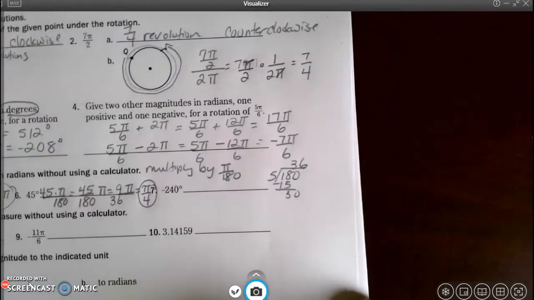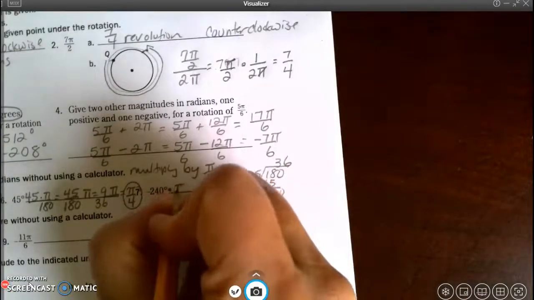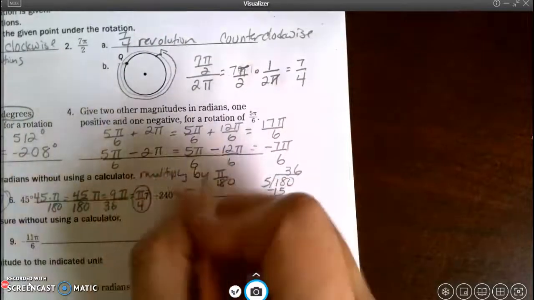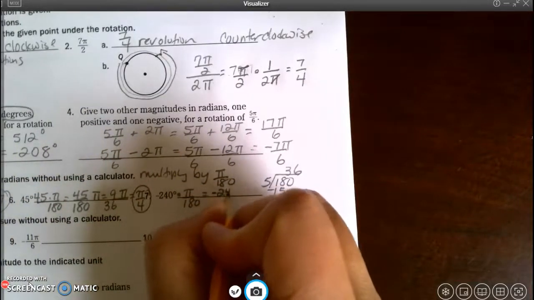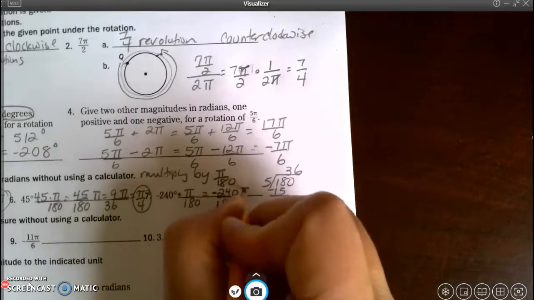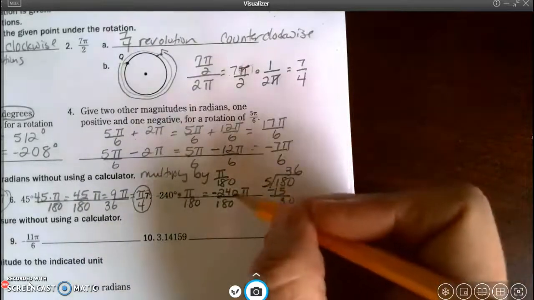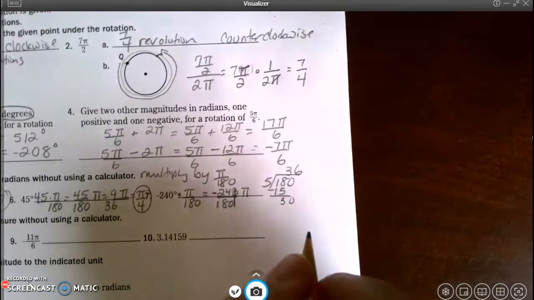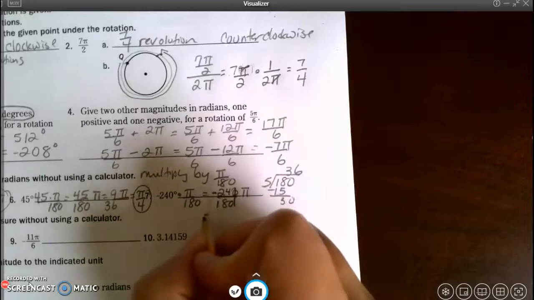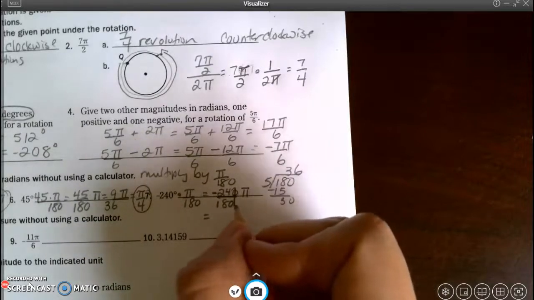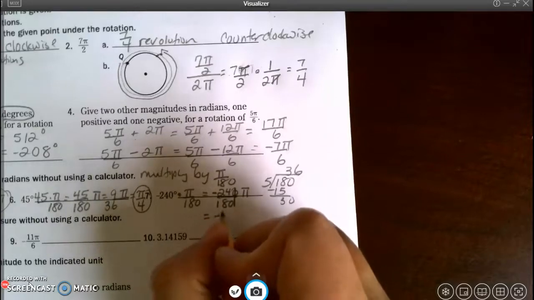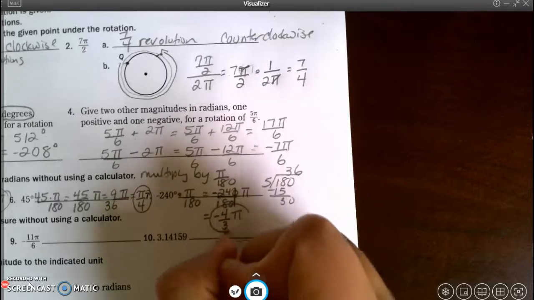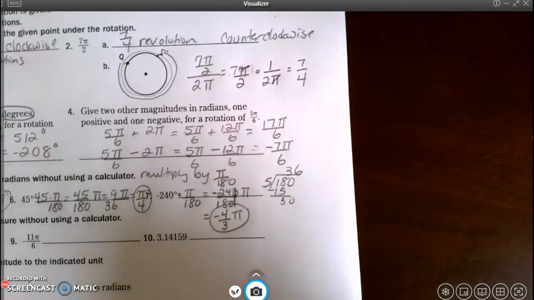Negative 240 degrees. Again, I multiply by pi over 180, and I end up with negative 240 over 180 pi. Divide by 10, my zeros cancel out, and I'm left with negative 24 over 18. Well, both 24 and 18 can be divided by 6, so I get negative 4 over 3 pi. That's my final answer for number 7.